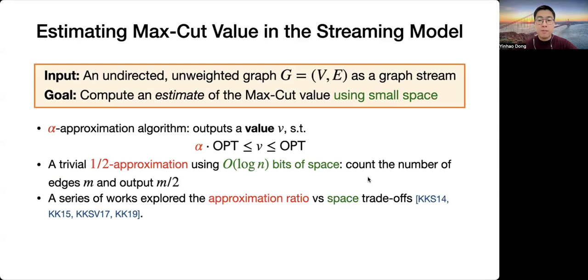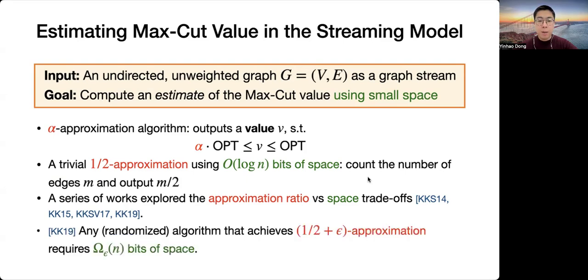There has been a line of works exploring the trade-offs between approximation ratio and space for this problem. Kapralov and Krachun's work culminated in showing that any randomized algorithm that achieves half plus epsilon approximation requires omega n bits of space.